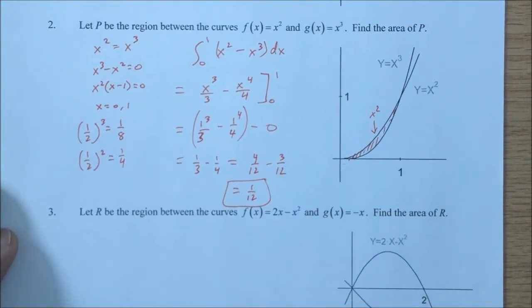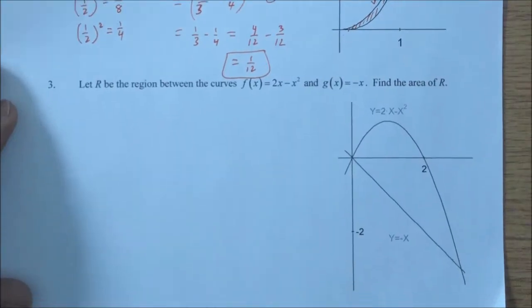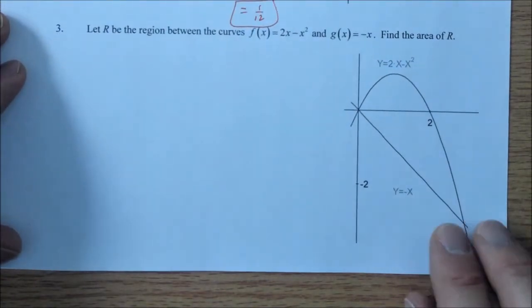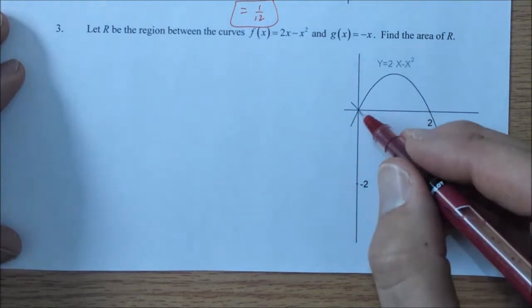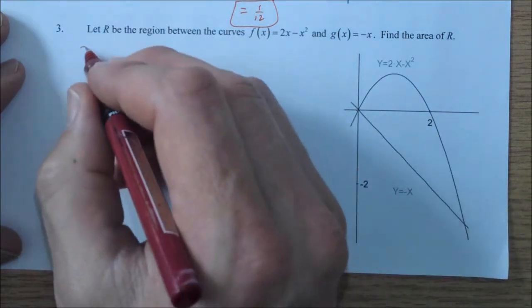And now if we move to our final problem, we have 2x minus x squared and the opposite of x. Okay, so we know that one of our bounds is going to be 0. We can see that they intersect at the origin. But let's find the other bound.